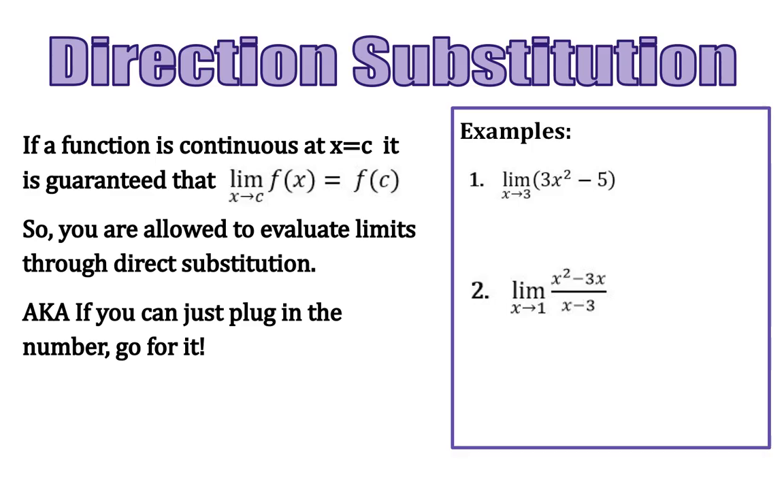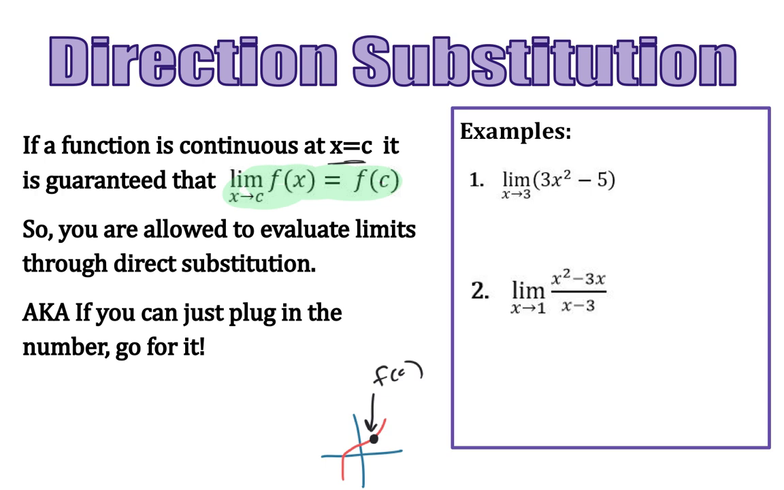In the last lesson, we looked at graphs of functions, and if a function was continuous, meaning I hadn't lifted the pencil up, then if I was looking for the limit, I could just look at the exact value of the function on the graph. So if a function is continuous at some value, x equals c, it is guaranteed that the limit is going to equal the value of the function. So we're allowed to just plug the value in and simplify. What this basically means is if a function is continuous, plug in the number and simplify.